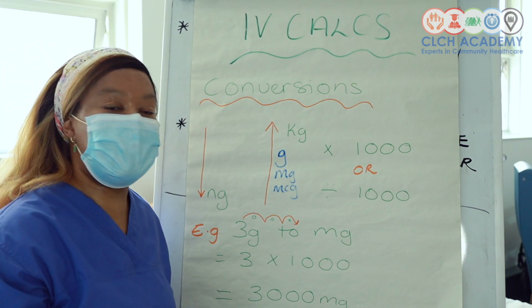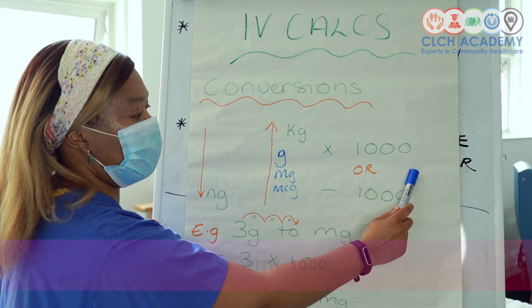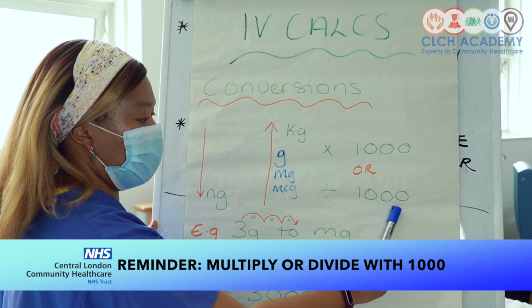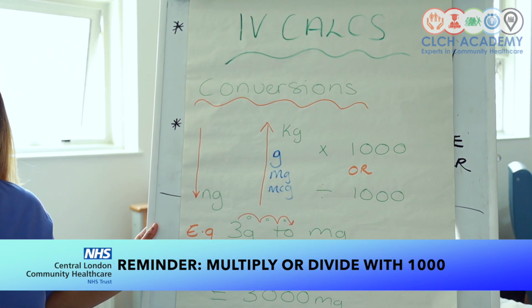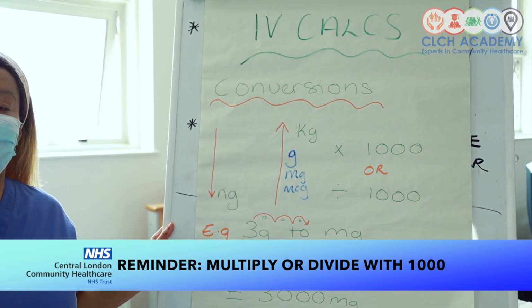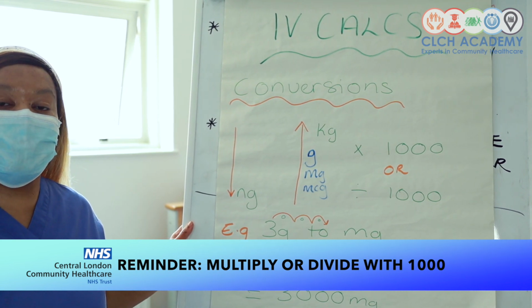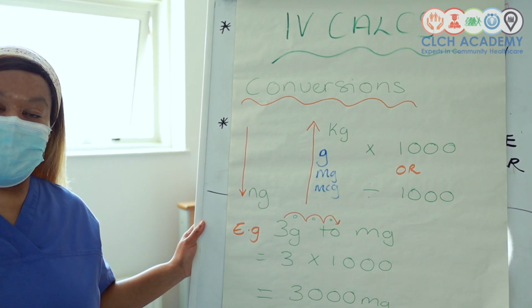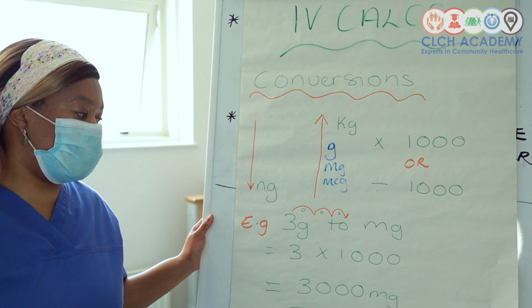In terms of moving in between them, you're either multiplying by 1,000 or you're dividing by 1,000. If you're more comfortable moving decimal places, then it's 3 decimal places to the right or to the left, subject to whether you're moving from big to small or small to big.